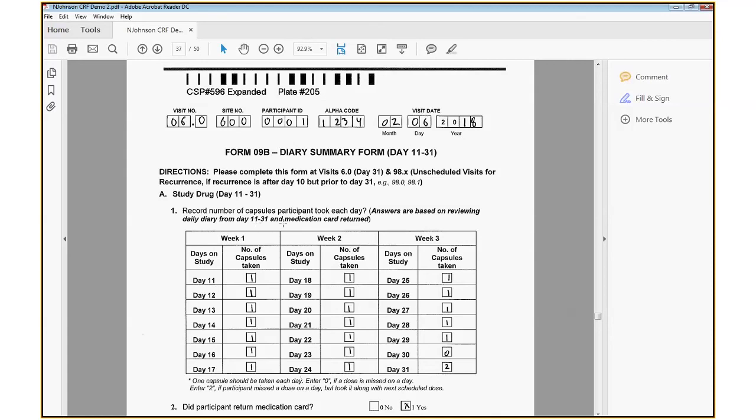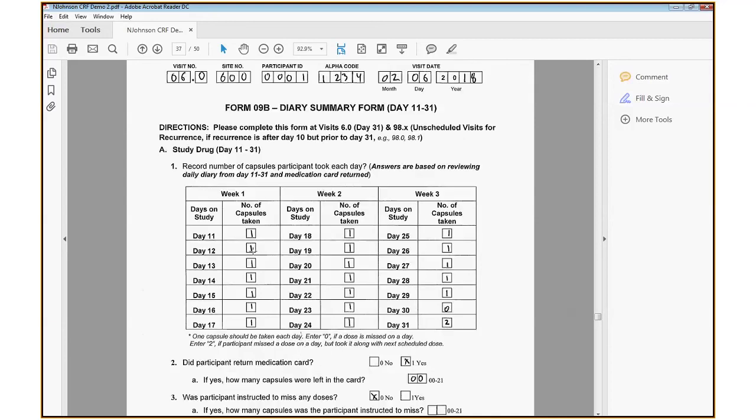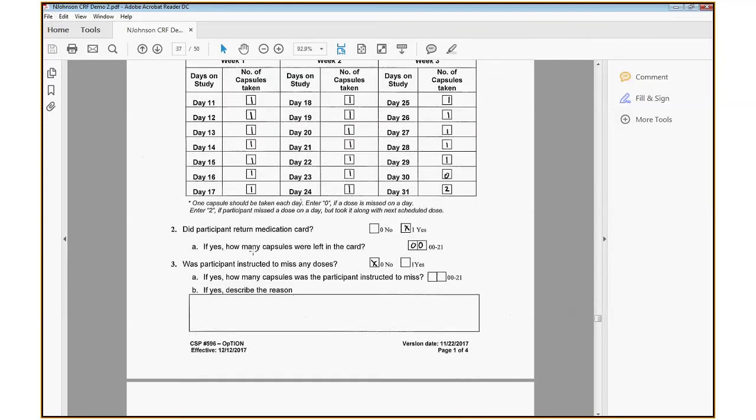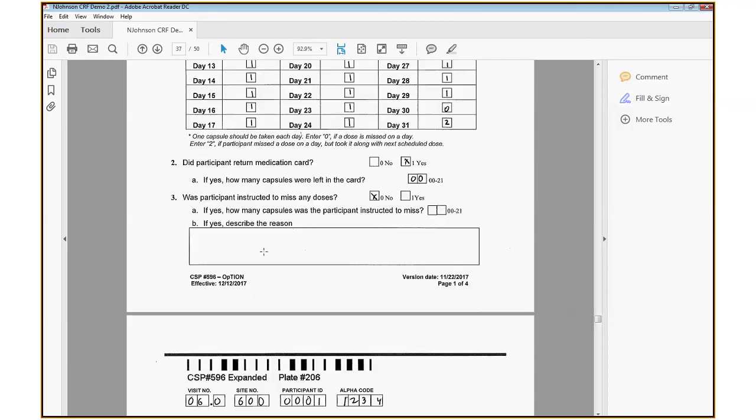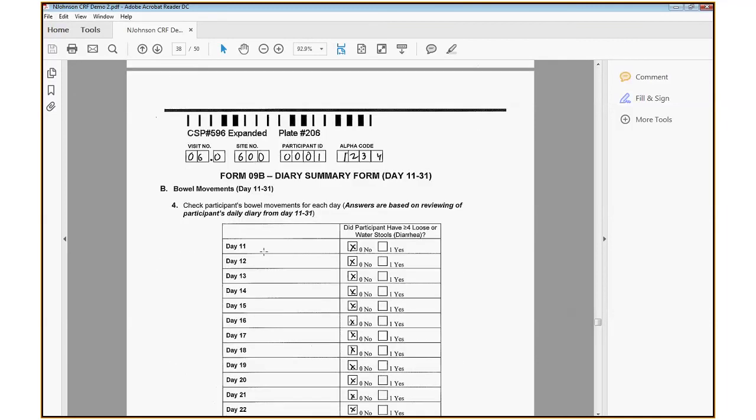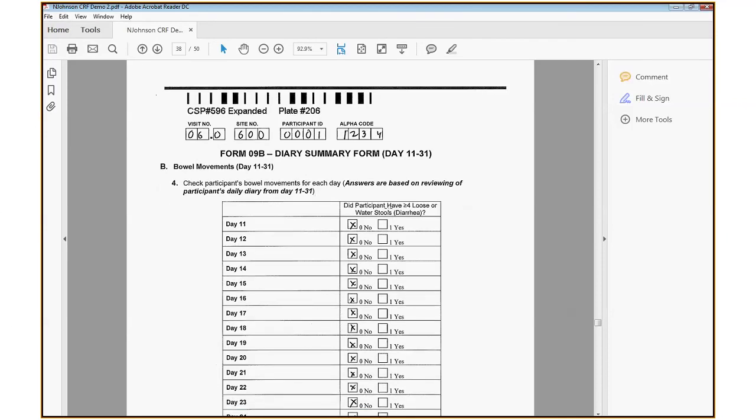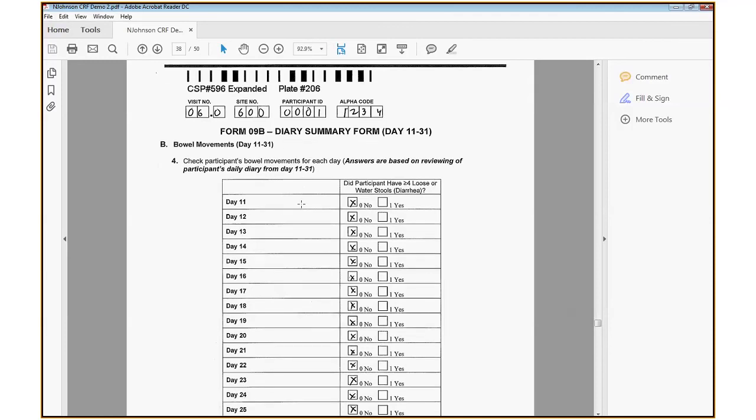On this, record the number of capsules a participant took each day. Right now, they'll be on their second dose, so they'll be either on the taper pulse or the placebo. Did the participant return the medication card? Was the participant instructed to miss any doses? Past day 11, it just asks if they've had greater than or equal to 4 loose watery stools. The exact amount is not asked anymore.